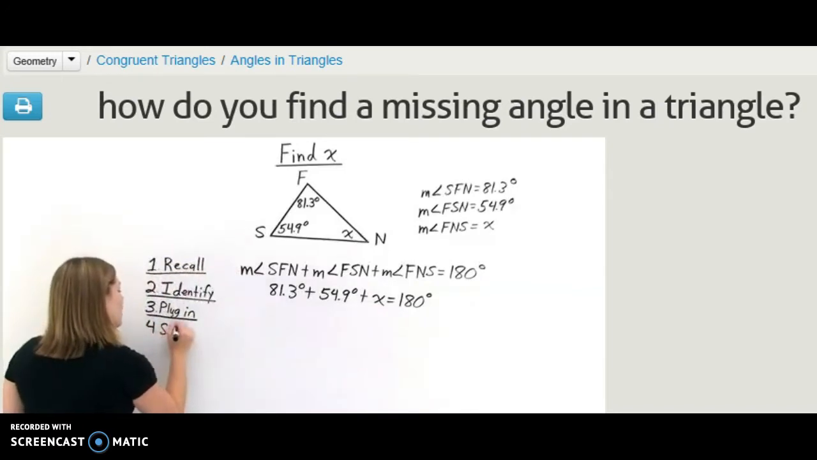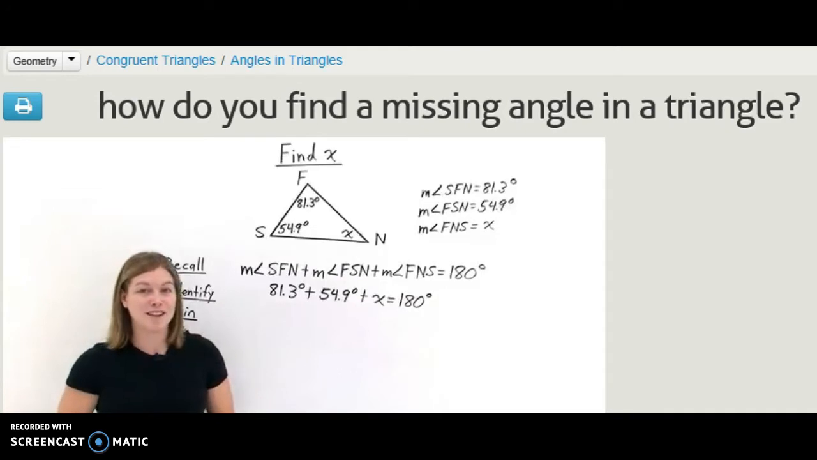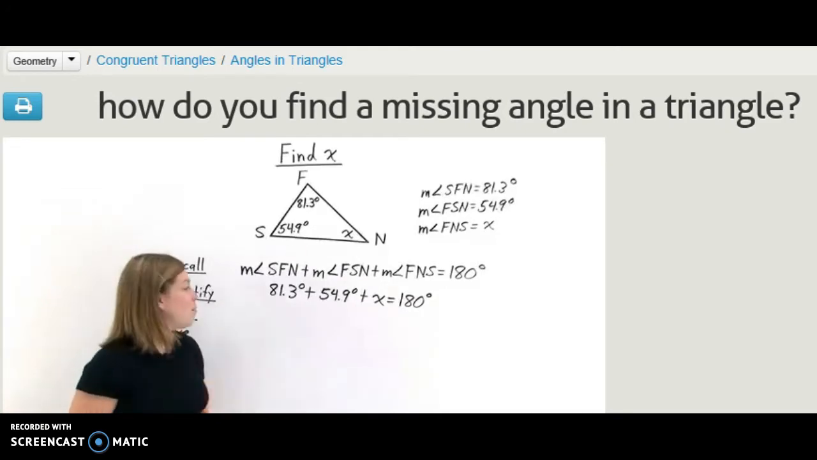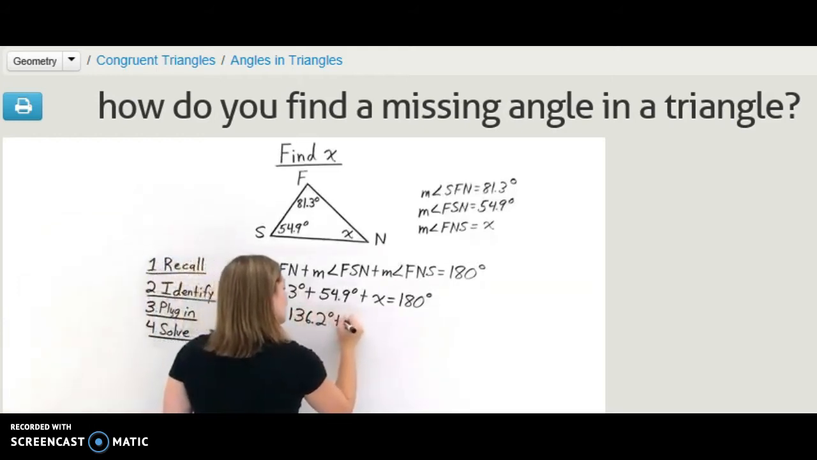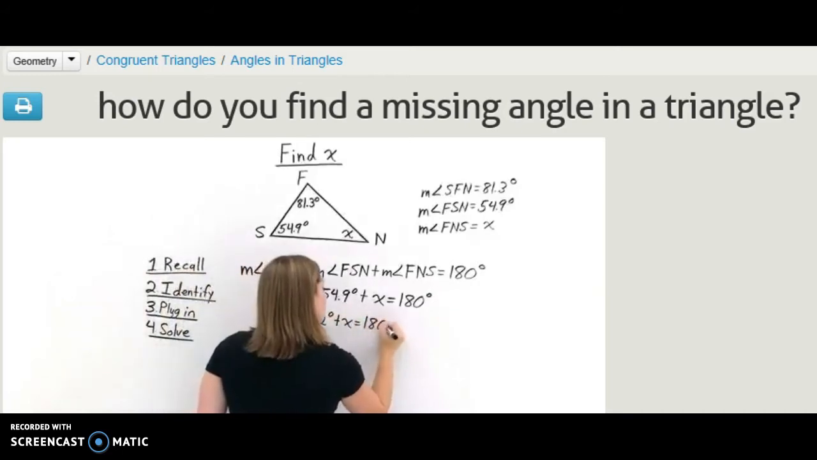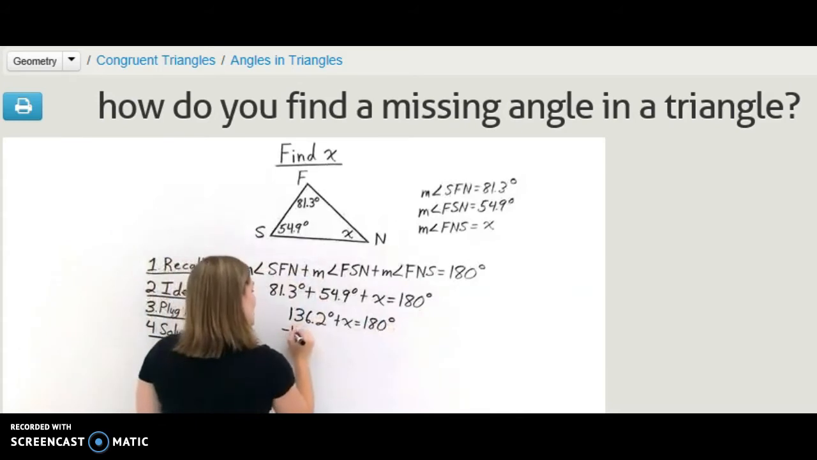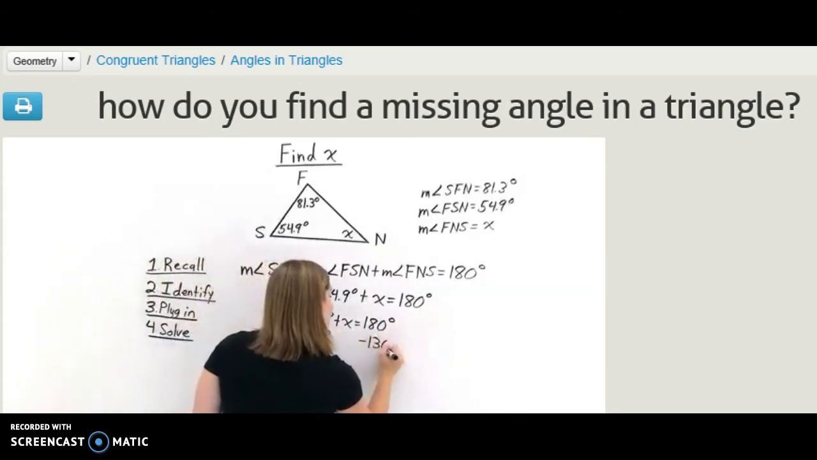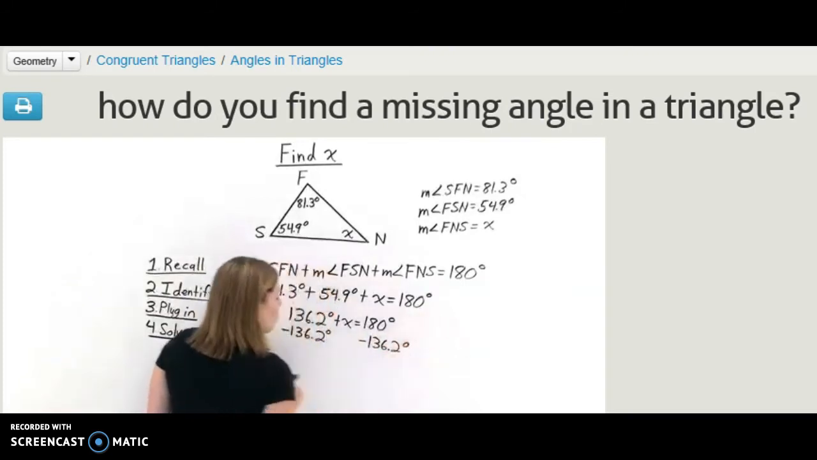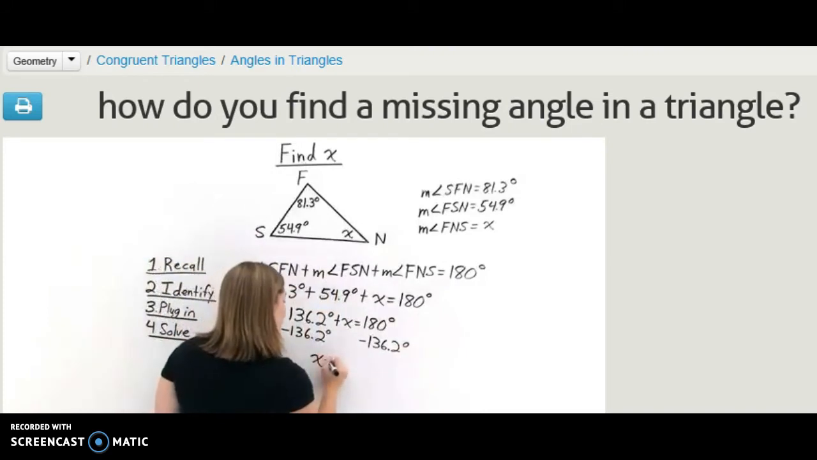So in step number 4, let's take this equation and solve for x, that missing angle measurement. To do that, we first need to simplify by adding these two measurements together. When we do, we get 136.2 degrees. We add x, and that equals 180 degrees. Now to solve for x. To get x by itself, we subtract 136.2 degrees from both sides. When we do, these two values cancel each other out, and we're just left with x.